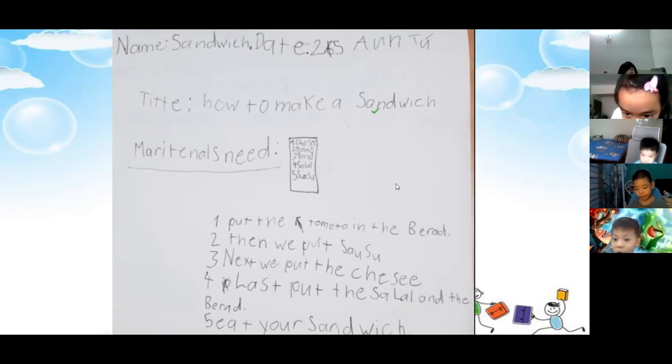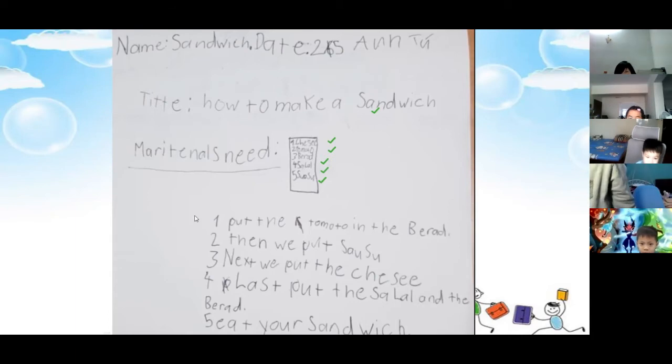So, how to make a sandwich, you have the title, you have the things that you need, and then what do I do, number one? Put the tomatoes in the bread. Okay, number two. Then, put sauce. Okay, number three. Next, we put the cheese. Number four. We put the salad on the bread. And number five. Eat a sandwich. Very good. Well done. I will give you some ticks.